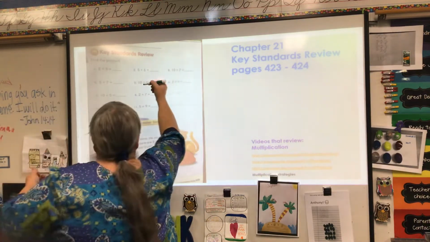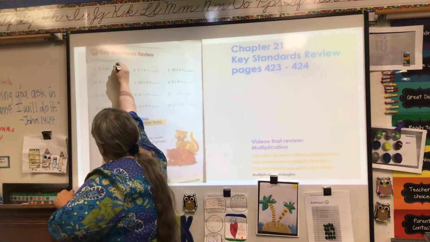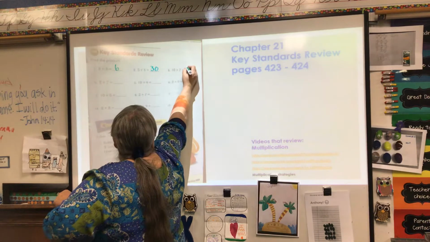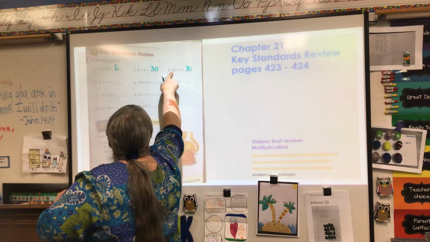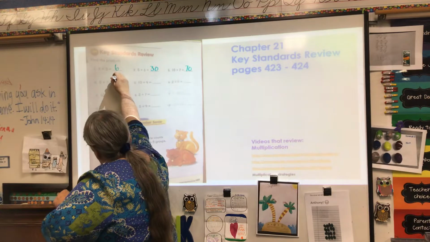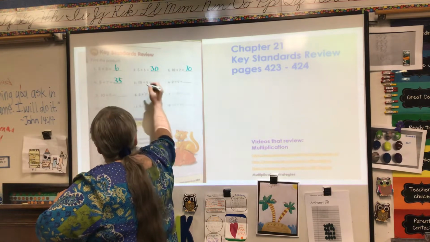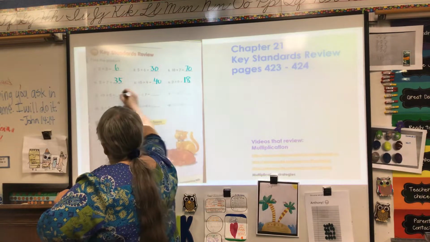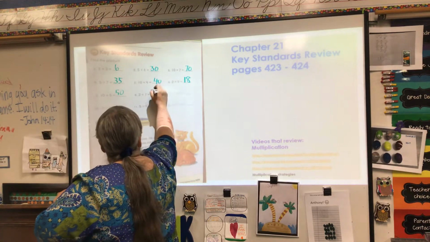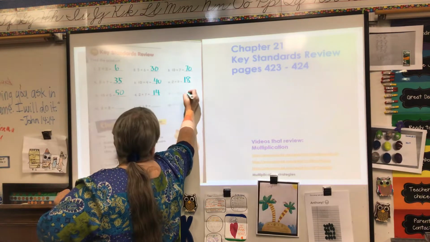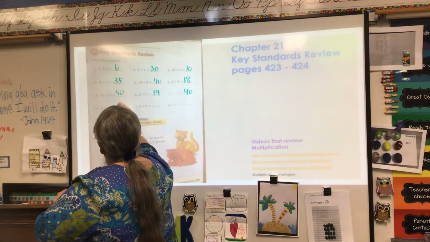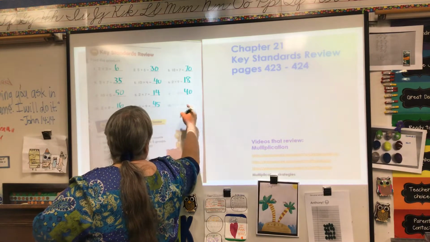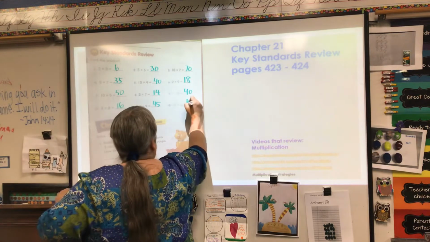So let's see. I'm going to go this way. 2 times 3 is 6. 5 times 6 is 30. 10 times 7, that's an easy one because we know 7 times 10 is 70. 5 times 7 is 35. 10 times 4 is 40. 2 times 9 is 18. 10 times 5 is 50. 2 times 7 is 14. 5 times 8 is 40. 2 times 8 is 16. 5 times 9 is 45, and 10 times 10 is 100.